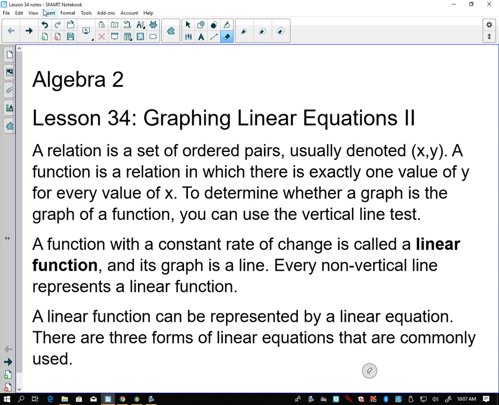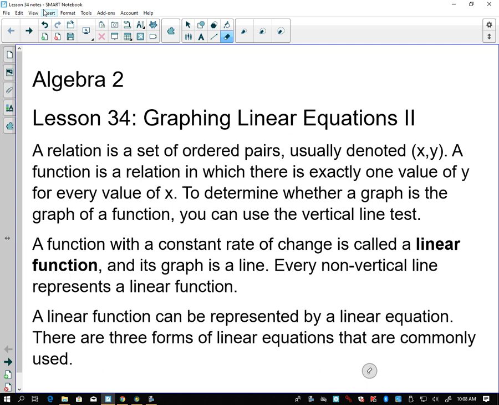All right, Algebra 2, Lesson 34, we're going to talk about graphing linear equations. A lot of this stuff overlaps with things that you might have seen if you took geometry, or stuff that you should definitely remember because we're covering this in Algebra 1. So I know that you have seen some of this before. Whether or not you remember it may be a different question, but this has shown up.